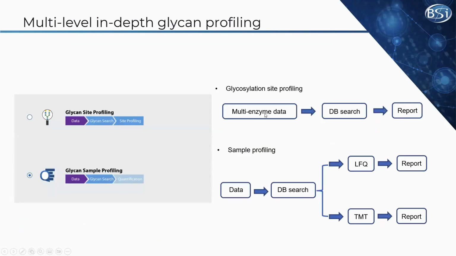And so GlycanFinder has two main workflows, the first being glycan site profiling. In this workflow, we accept multi-enzyme data, we perform the database search, and can do site profiling. The second main workflow is more for quantification. It's mainly done with just one particular enzyme so that the data is comparable across samples. Then we perform a database search, and you have the option to do label-free quantification or select from a labeled method such as TMT.